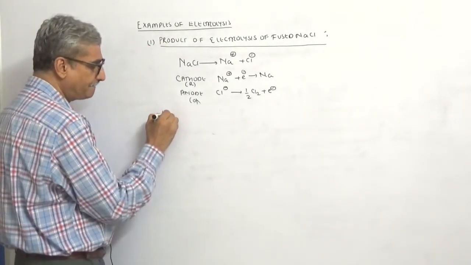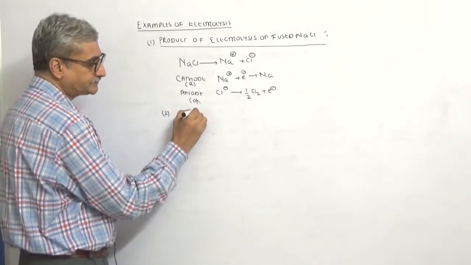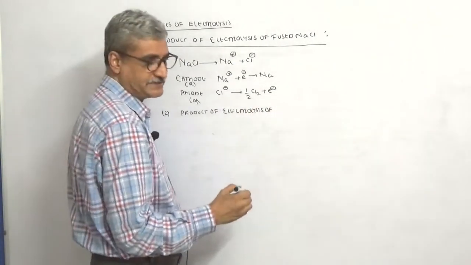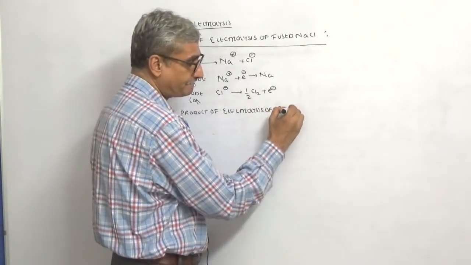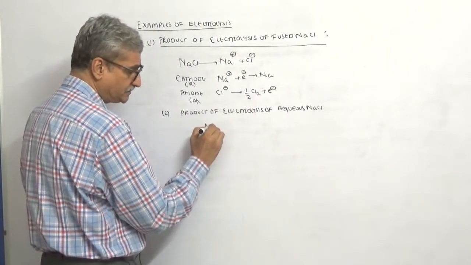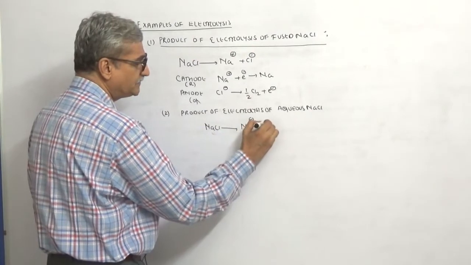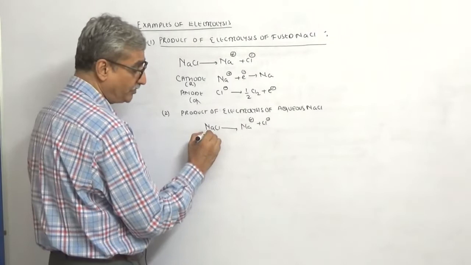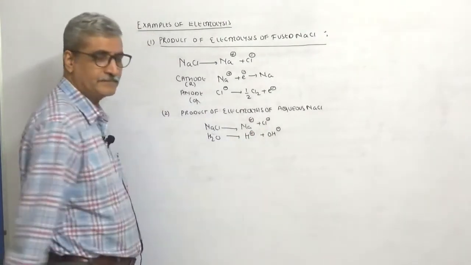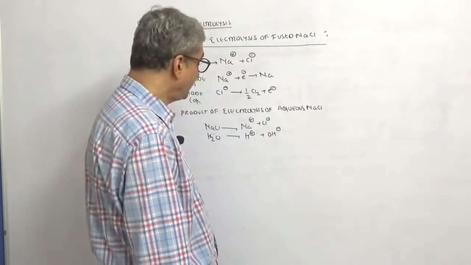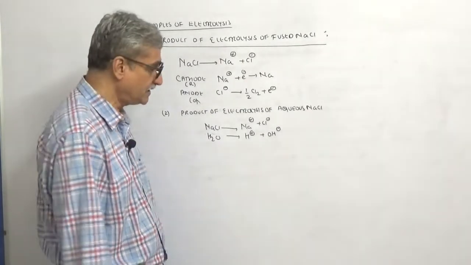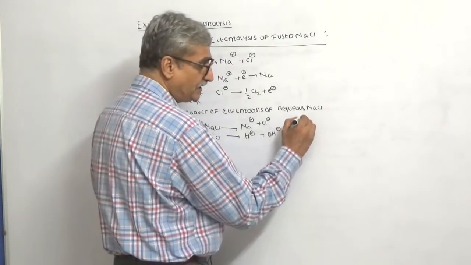Let us change it a little bit and now come to the product of electrolysis of aqueous NaCl. So from fused, we are coming to aqueous NaCl. This is how the question is asked. In aqueous NaCl, NaCl dissociates to form Na plus and Cl minus, and you also have water. Water dissociates to form H plus and OH minus. Now you have two different cations and two different anions. So which will get preferentially discharged? Is this clear? I'll give the series.